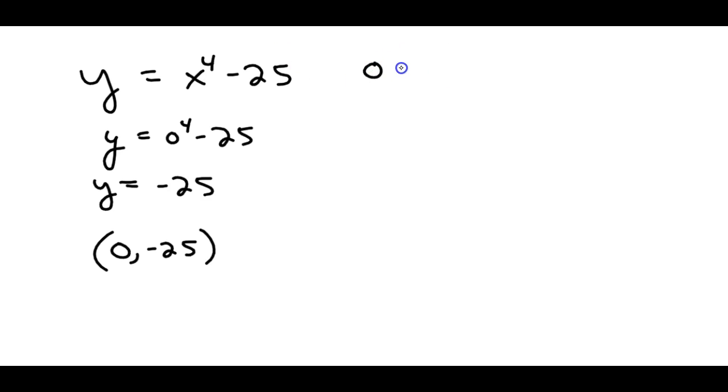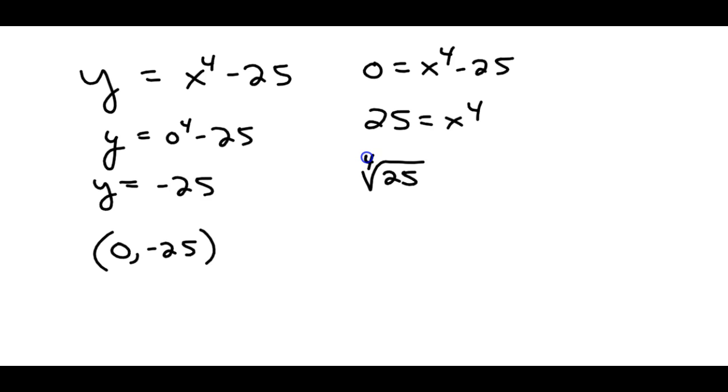And so if you let 0 equal y, you get your x-intercept. So you end up with 0 equals x to the 4th minus 25. Add 25 to both sides. And then take the 4th root from each side. So you end up with the 4th root of 25 is equal to x. Well, let's try to narrow this down a little bit more. What is the 4th root of 25 equal to?